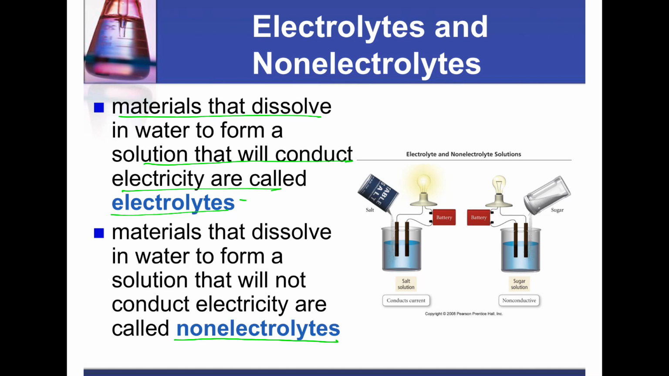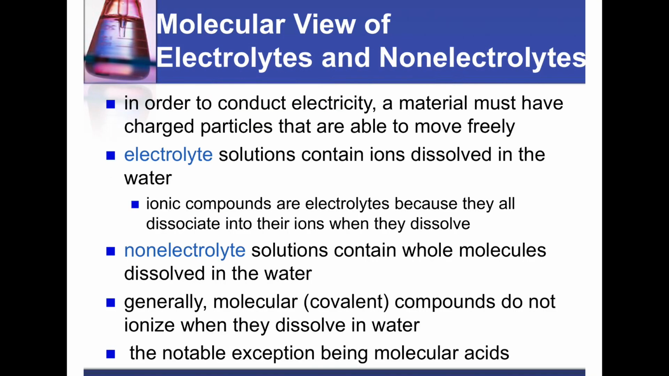And if something's an electrolyte, it can either be a strong electrolyte or a weak electrolyte. The difference between those is that a strong electrolyte has many ions and a weak electrolyte produces few ions. To conduct electricity, the material has to have charged particles, and that's what an electrolyte is. An electrolyte is something that contains ions.